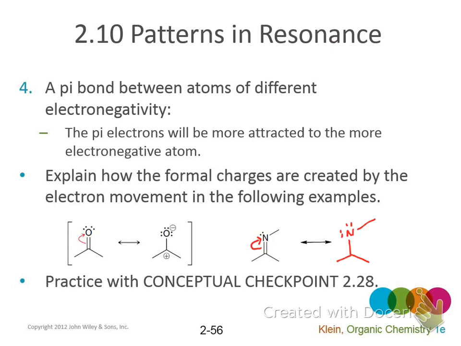You can always just look at the arrow going to the nitrogen, so it's going to have a negative charge. And then this will have to be positive because it lost the bond.